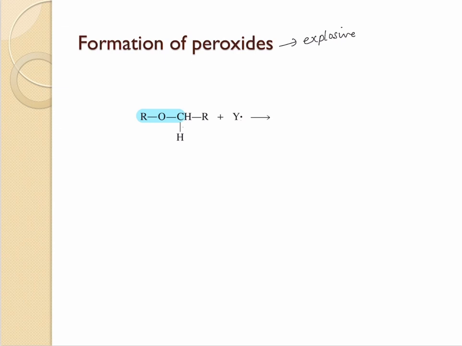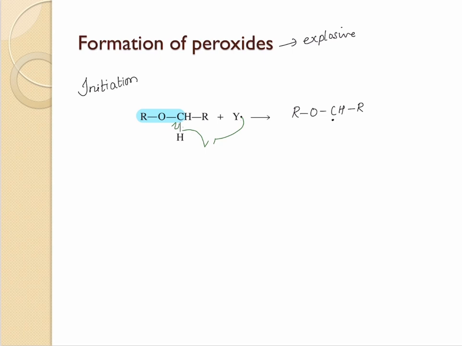So let's draw the steps here. It's trying to form a bond between hydrogen and Y, where this bond is going to cleave and it's going to come together and it's going to create a new radical. So here is the new radical that is created. Okay, and this is called the initiation step, because a new radical is created.